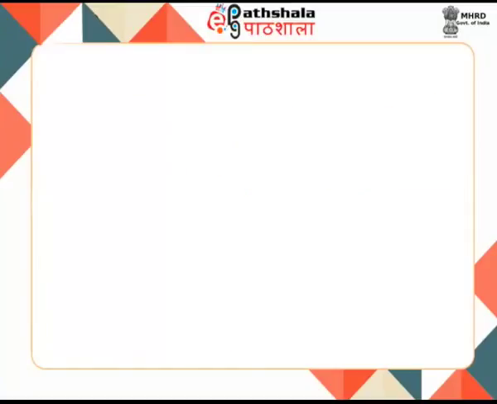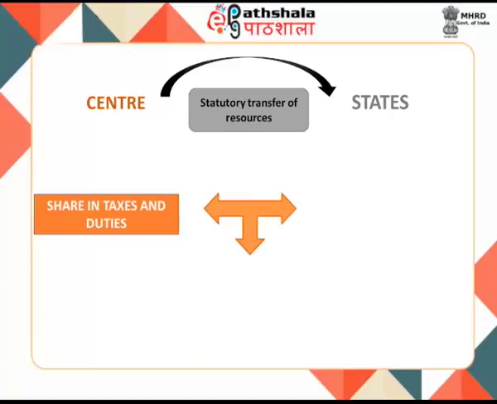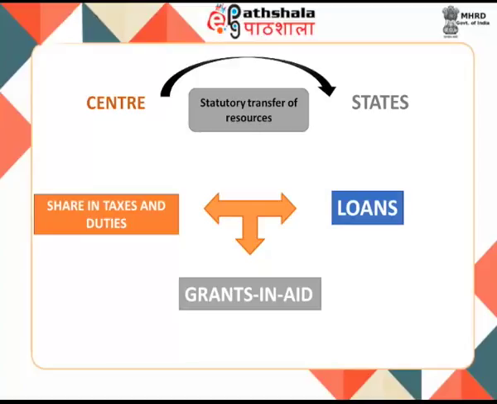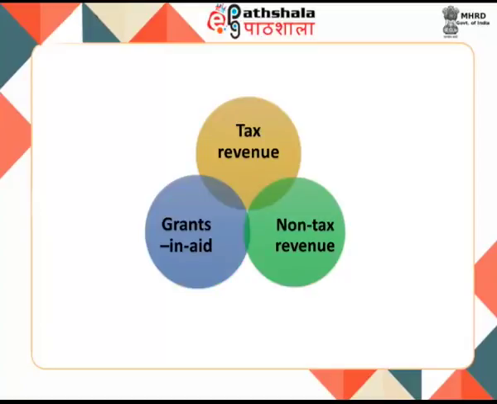According to the Finance Commission, statutory transfer of resources between the center and states takes place in three ways: share in taxes and duties, grants in aid, and loans. Various articles of the Constitution deal with distribution of the tax revenue, non-tax revenue, and grants and aid between the Union and states. Let us discuss these topics individually.